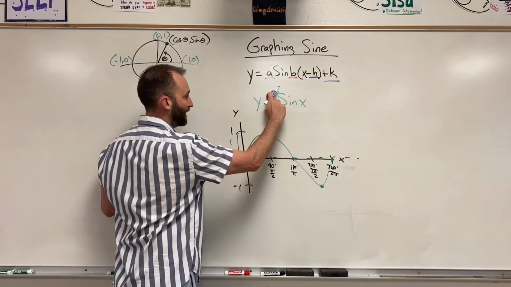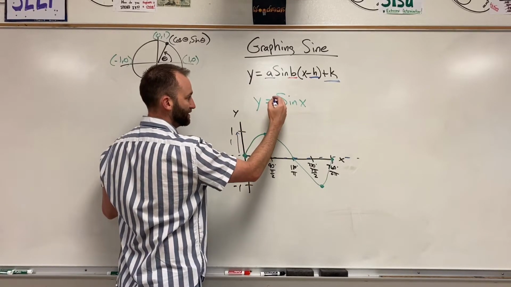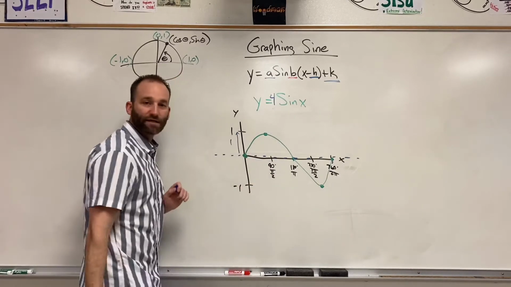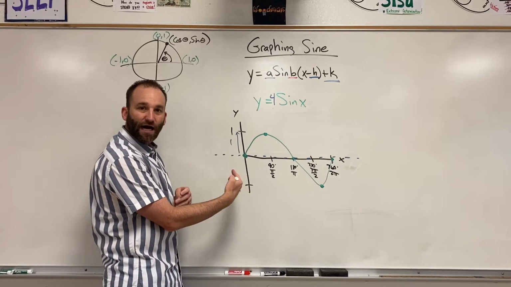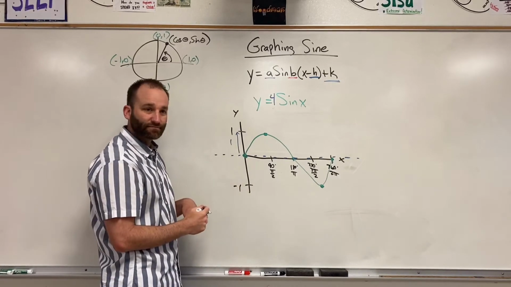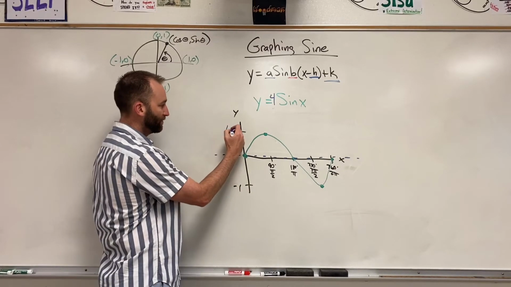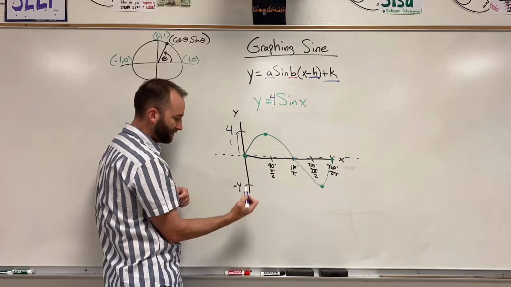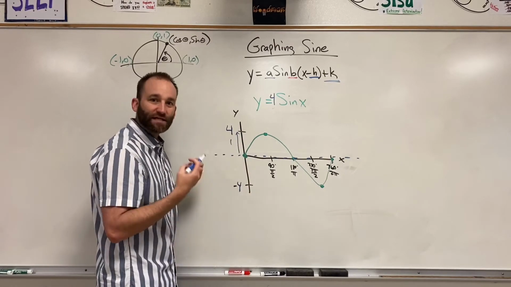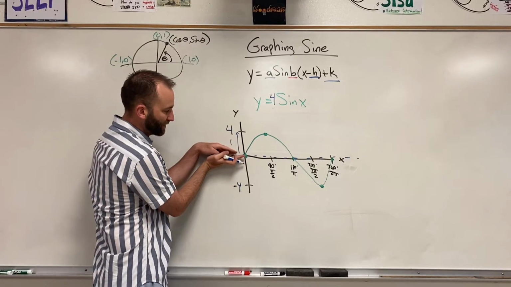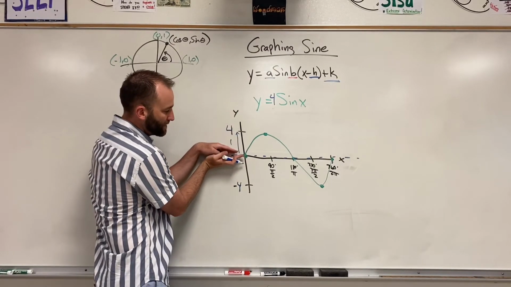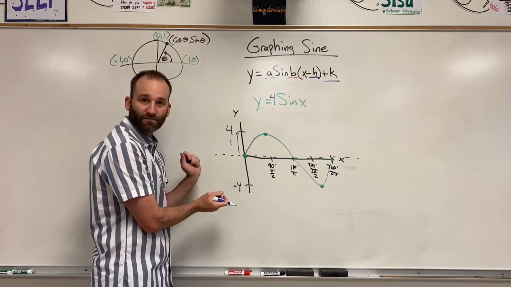So if I was to change this equation and put, say, a 4 in front of this equation, how do you think this would change? How high would the graph go? Exactly. This would go up to 4 and it'd go down to 4. That's called the amplitude. So the amplitude tells you the distance between the middle and the top and the middle and the bottom of the curve.